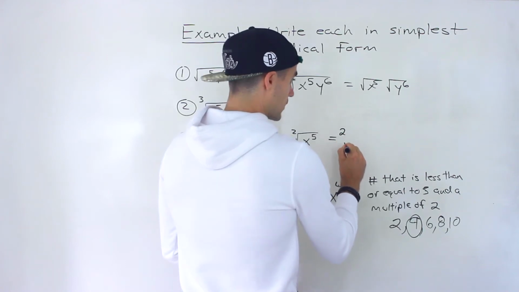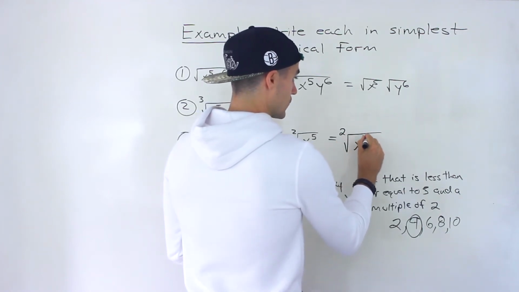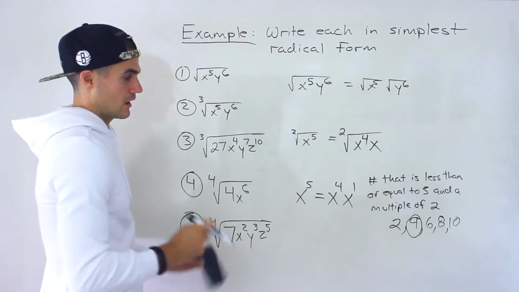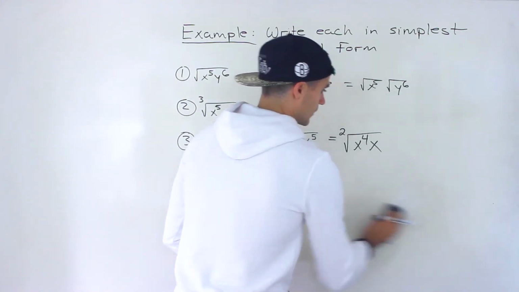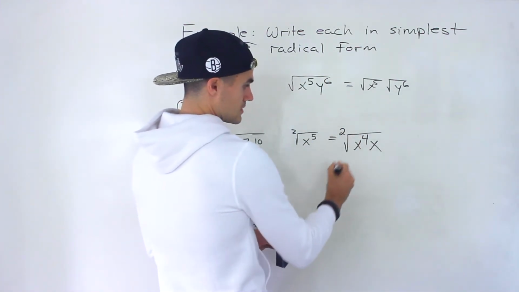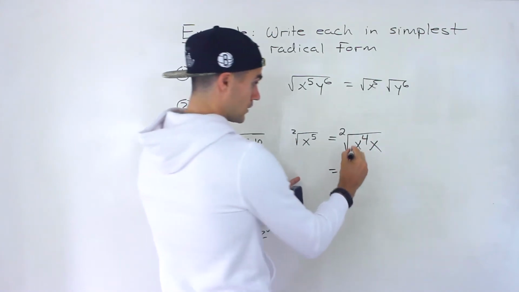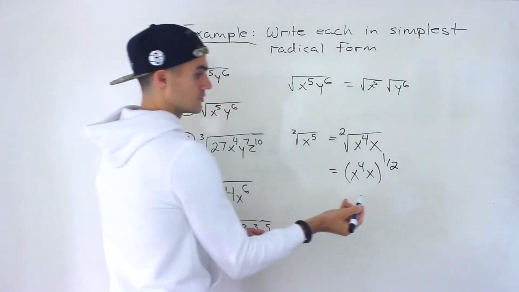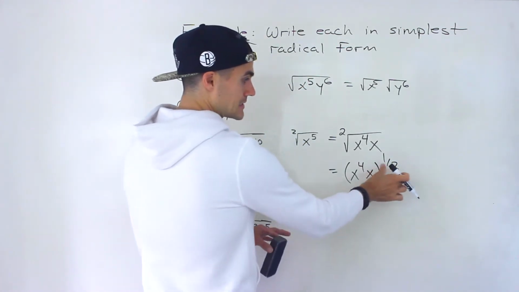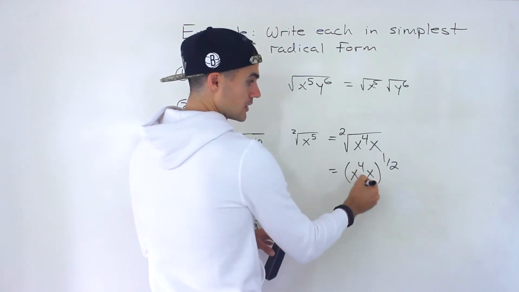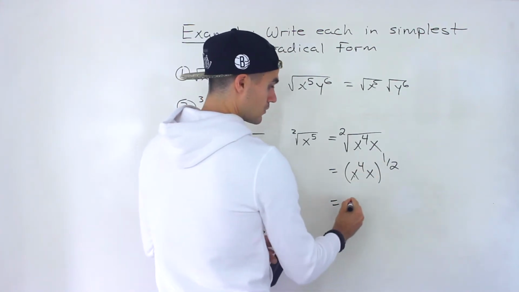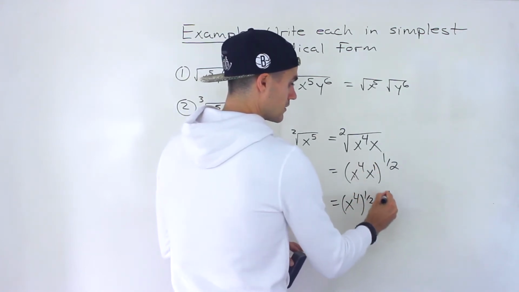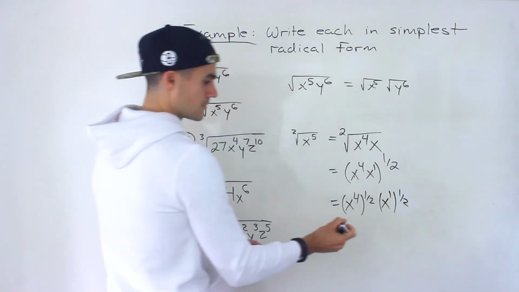So we got the square root now of x to the 4 times x. And the reason why is because this whole square root, we can rewrite as x to the 4 times x to the power of 1, all to the power of 1 over 2. Then we could take this 1 over 2 exponent and distribute it, quote unquote, to both of these. So we can rewrite x to the power of 4 to the power 1 over 2, and then x, there's like a 1 here, to the power 1 over 2.